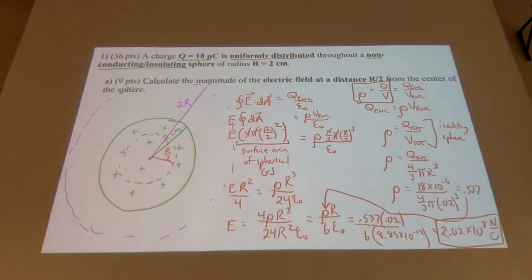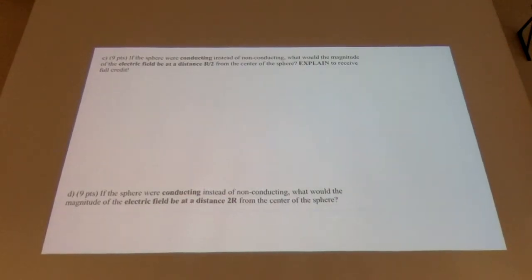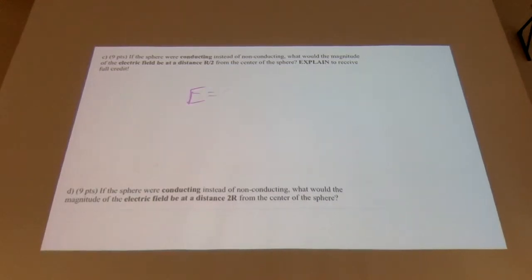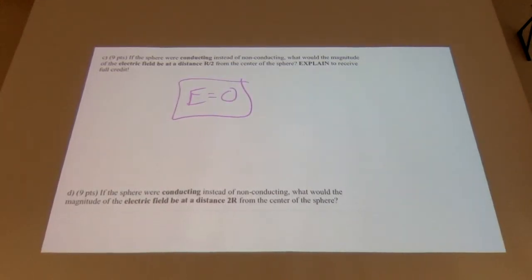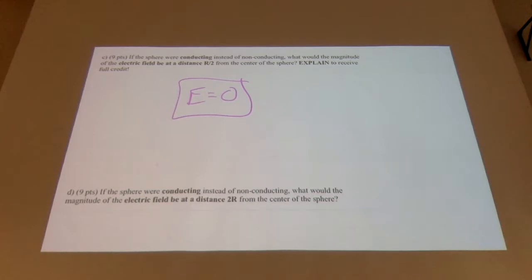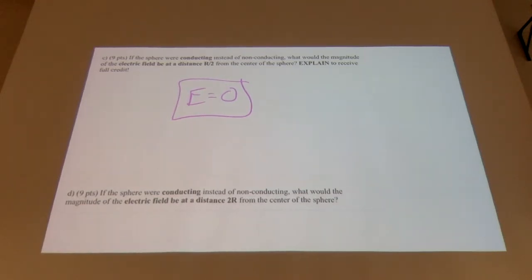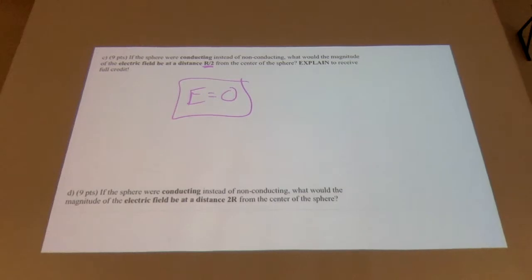Part C. Okay, part D. I just wanted you to see that if it's conducting, the electric field inside of a conducting material is always 0, and R over 2 puts me inside the conducting material. So you're supposed to know that the electric field in a conductor is zero. So there are 9 points, okay? I did expect you to write something there saying that it's in a conductor, and that was the explanation.